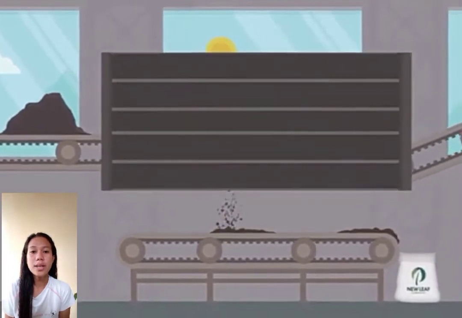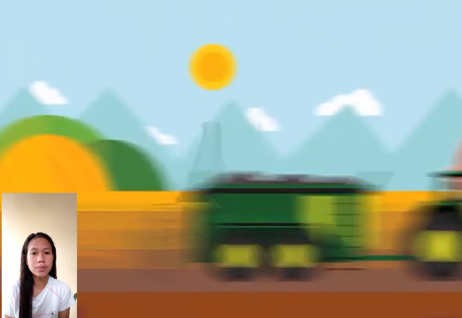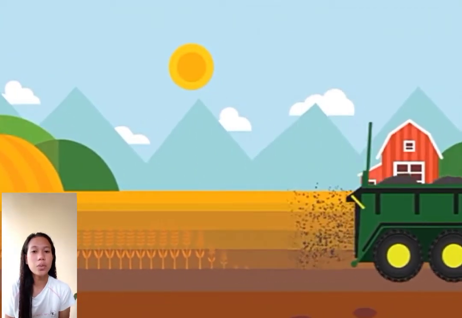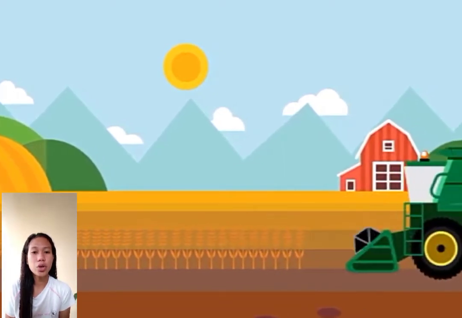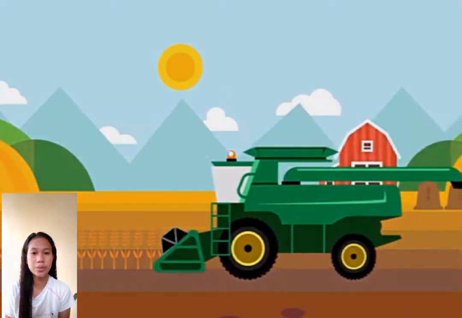Also, this process ensures that the nutrients are replenished in the soil. Besides enriching the soil, composting also increases the water retention capacity. In agriculture, it is the best alternative to chemical fertilizer.